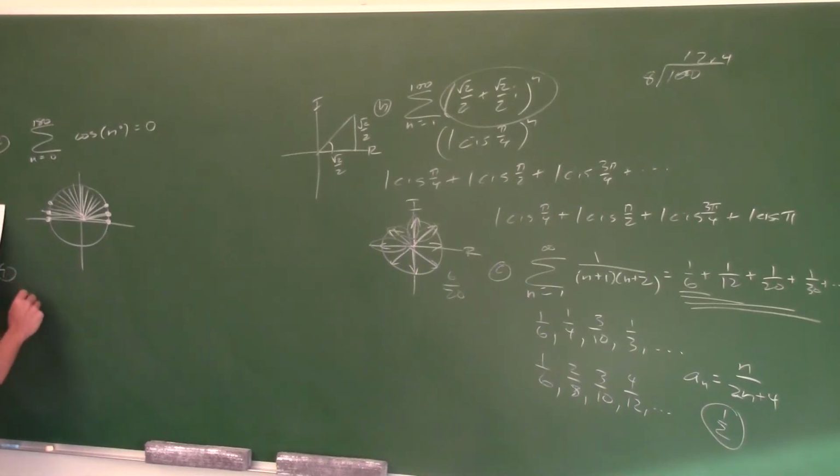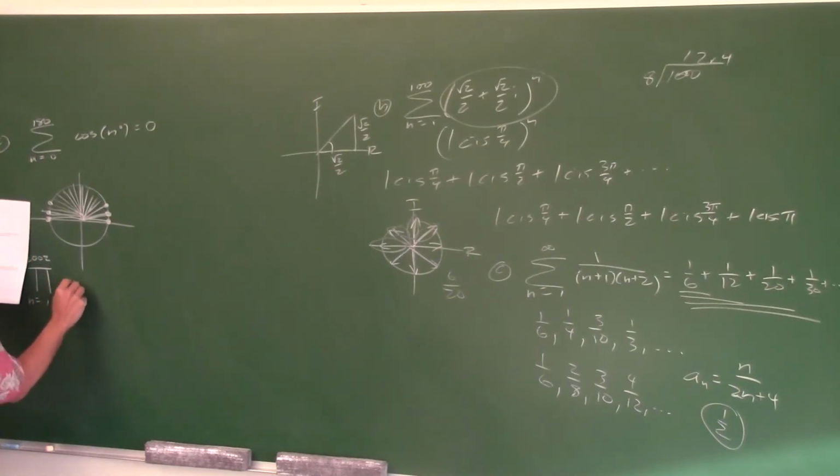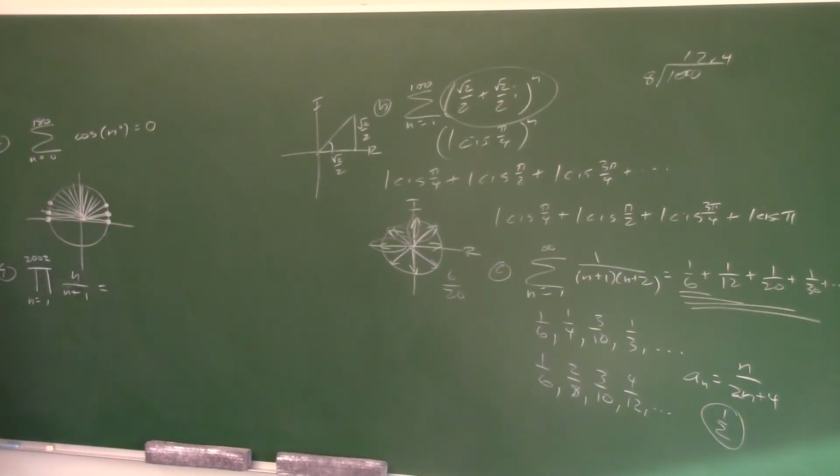Okay, number 7. Now, we know what sigma notation means. What does this pi notation mean? And this is capital pi. Obviously, I wrote this in 2002. So, n over n plus 1. Well, you pretty much do the same thing. You start by plugging in 1, and you're going to end by plugging in 2002.